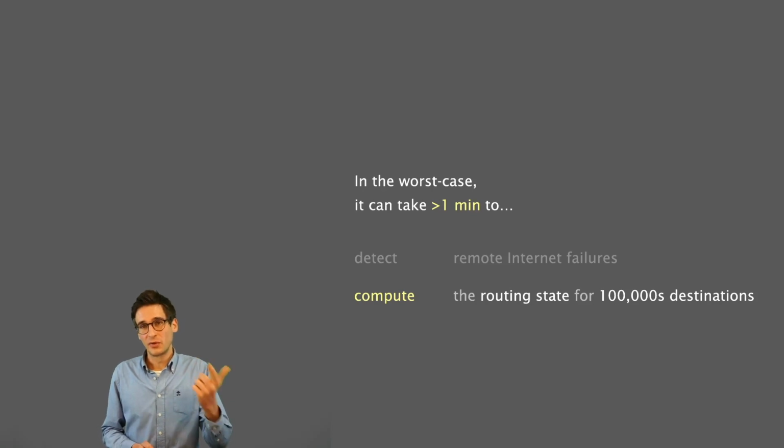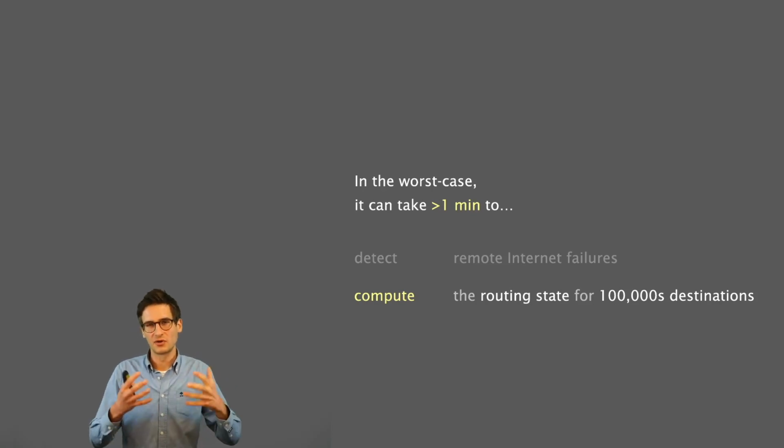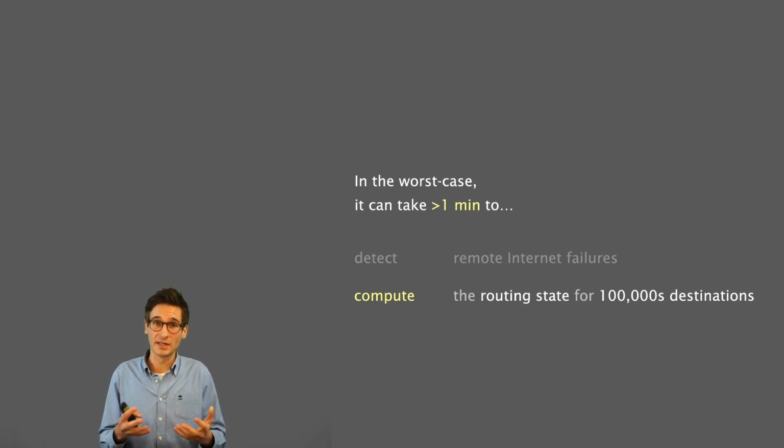The second problem is computation. If you put yourself in the shoes of a router in a highly demanding environment, like for instance in an internet exchange point, the time it takes to recompute the routing state upon a large event can be more than a minute, 1.5 minutes. That's not good enough for networks today.